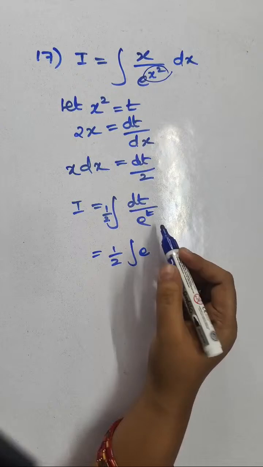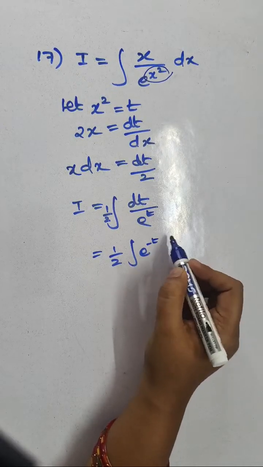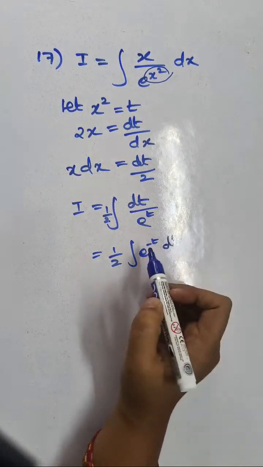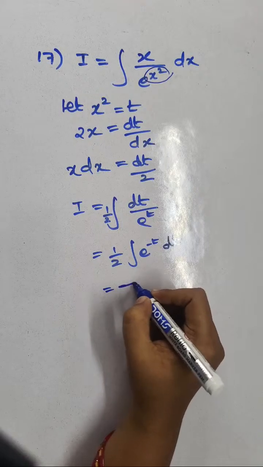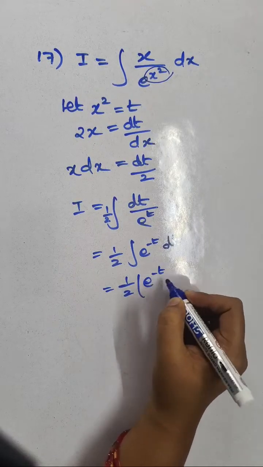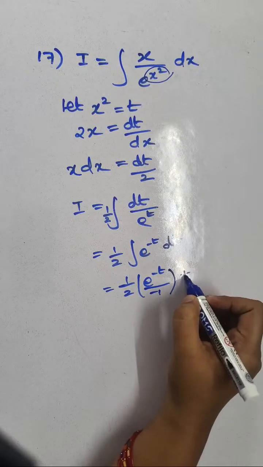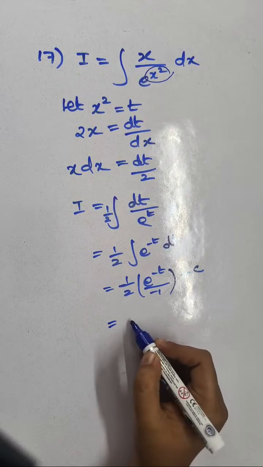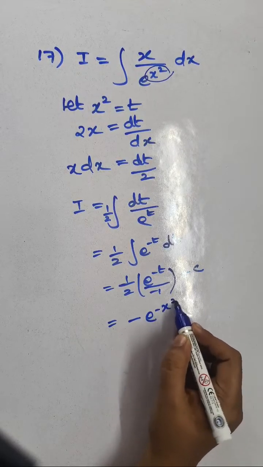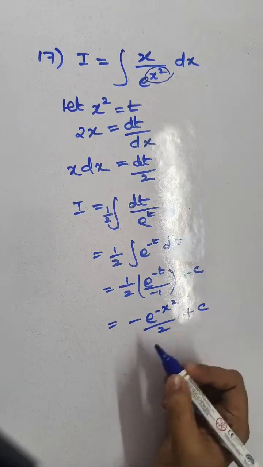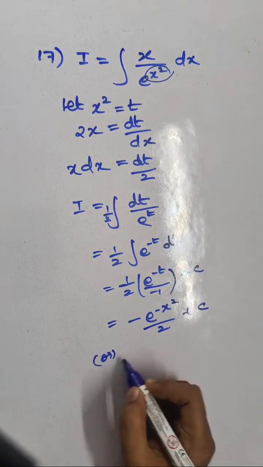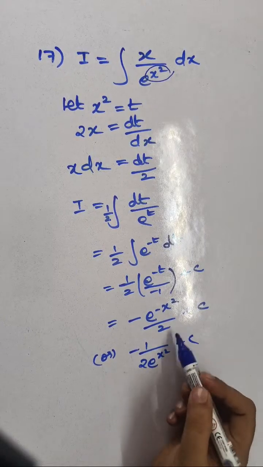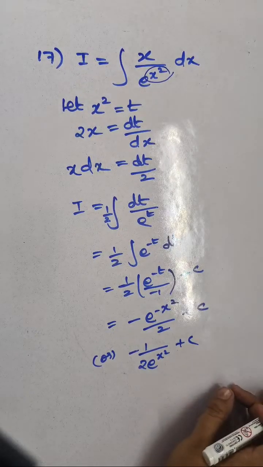Take it to the numerator. Since it is negative, it will become positive when we take it to the numerator. Integration of e power x is e power x, and here we have minus, so write that in the denominator. So e power minus t by minus 1 plus c. Replace t in terms of x. So we have minus here. So minus e power minus x square by 2 plus c, or you can write it as minus 1 by 2 into e power x square plus c. Either way, the answer will be correct.